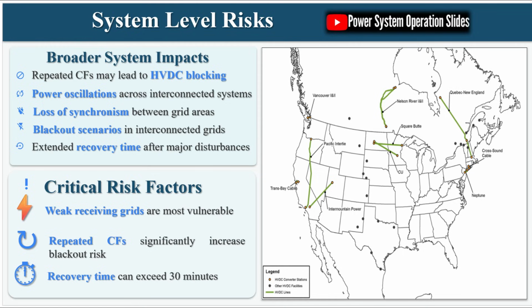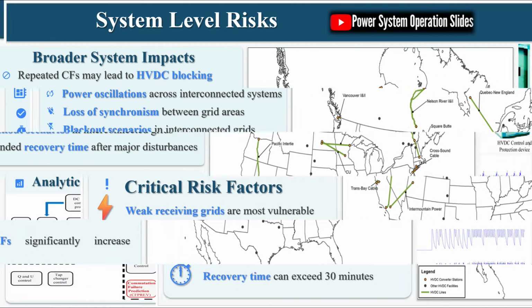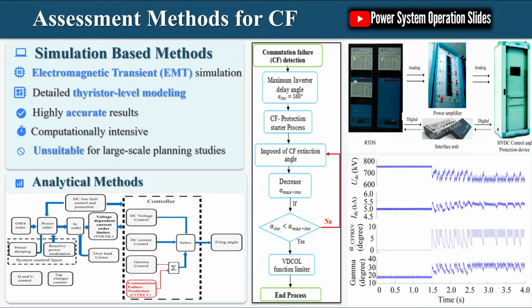Real-world examples and operator recommendations. Commutation failure events have been documented globally, particularly in regions with weak AC systems, high-power LCC HVDC links, and multi-in-feed environments. Well-documented CF events have occurred in India's multi-in-feed HVDC systems, China's UHVDC inverter stations, Nordic interconnections, and parts of Europe with weak receiving grids. These events have provided valuable lessons, highlighting that AC grid strength is the single most important factor in preventing CF.